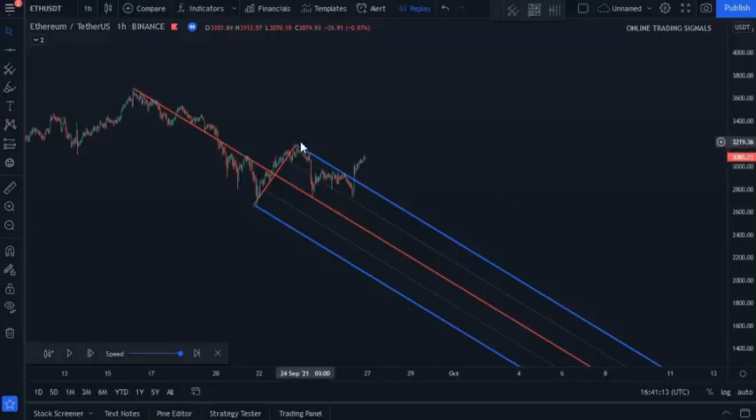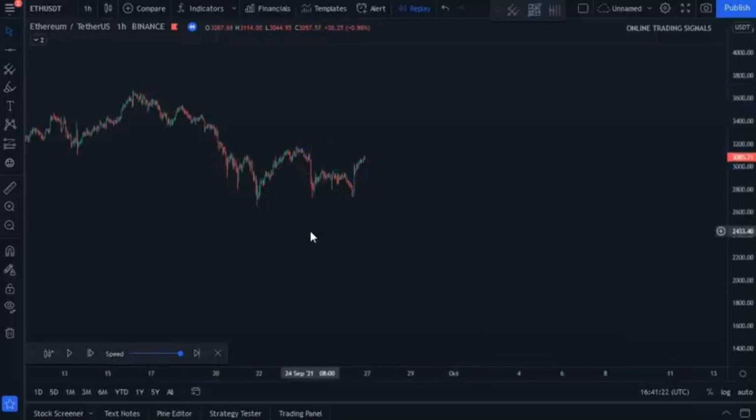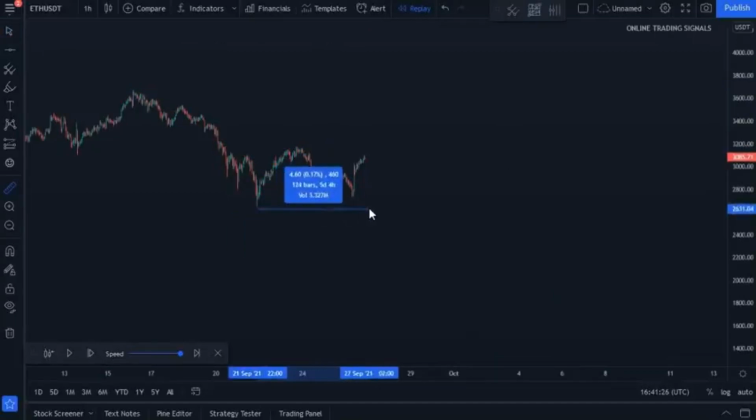Now that the trend has moved out of the Pitchfork lines, what should we do? Well, we can draw another Pitchfork and leave the first one on the chart, but to reduce the hassle we will delete it after it is expired, and we will draw a new Pitchfork according to the new trend movement. Well, we will try it in short periods and see the results. Let it be 5 days.